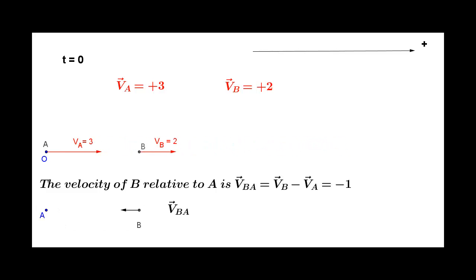I'll rewind the timer. Okay, so we apply this simple formula to get the velocity of B relative to A. We take the velocity of B, which is plus 2, and subtract the velocity of A, plus 3, to get minus 1. So down here we have the relative velocity vector VBA. It's minus 1, so it's pointing to the left. So the speed of B relative to A is 1 meter per second.